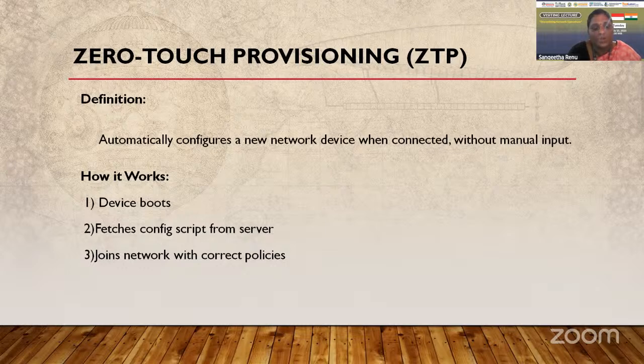It fetches a configuration script from the server. It reaches out to the provisioning server to download a configuration script or image, then applies the configuration and joins the network with the correct policies. The downloaded script includes interface configuration, host name, routing setup, and policy enforcement. The device automatically becomes operational, adhering to company policies.